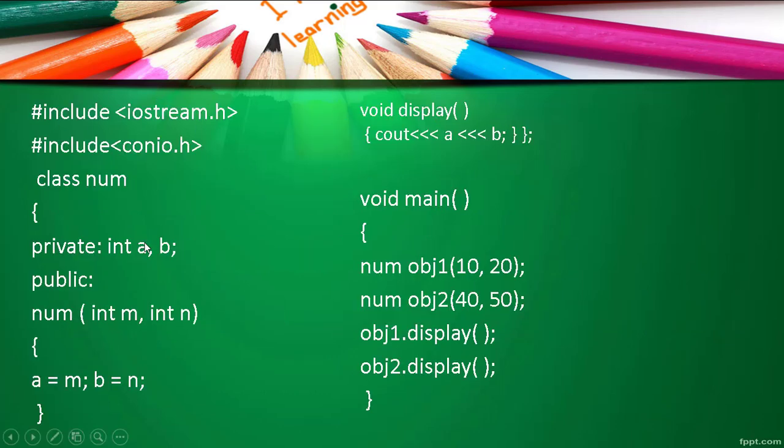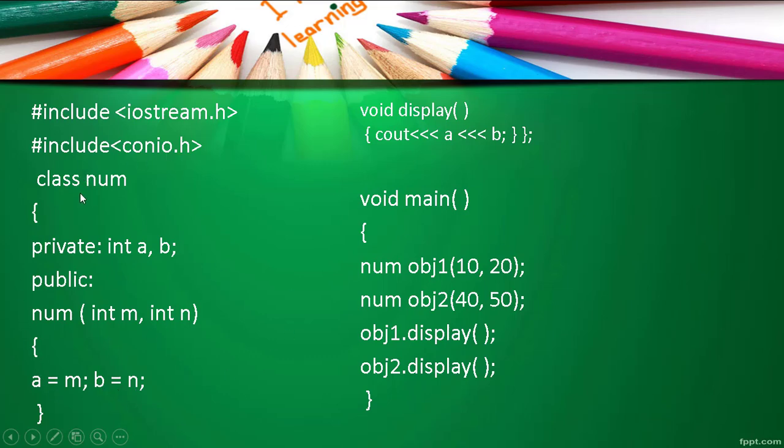Here is an example with a parameterized constructor, where the class name and the constructor name are both the same. The class name is num and the constructor name is num, and we have arguments. Since we have arguments, it is called a parameterized constructor. Under public, two arguments are passed here, int m and int n. In the constructor, we assign the m value to a, and the n value to b.